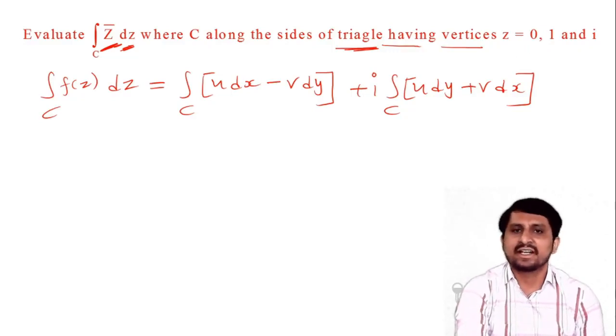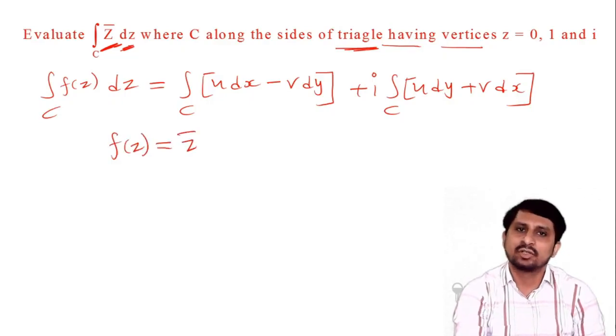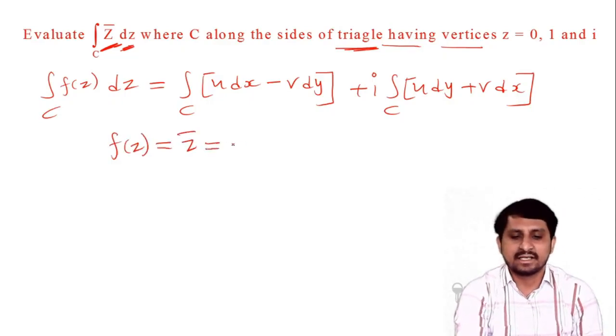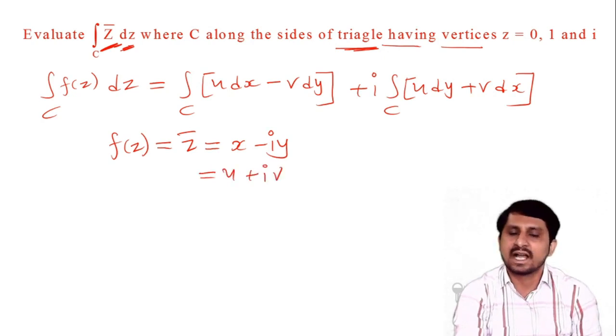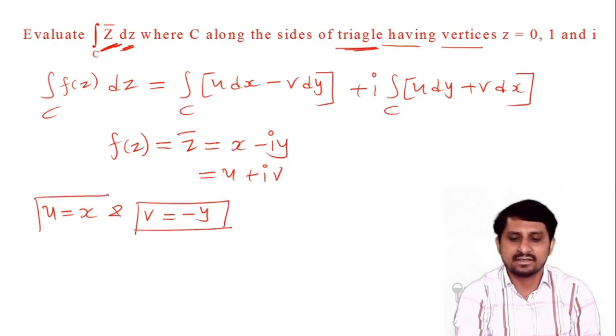So first of all, what is your f of z here? f of z is equal to z bar. We know that z bar can be written as x minus iy. Compare this z bar with u plus iv. So what is your u? u is nothing but x, and v is nothing but minus y. Got it? u is x and v is minus y. So put these two values in this equation.